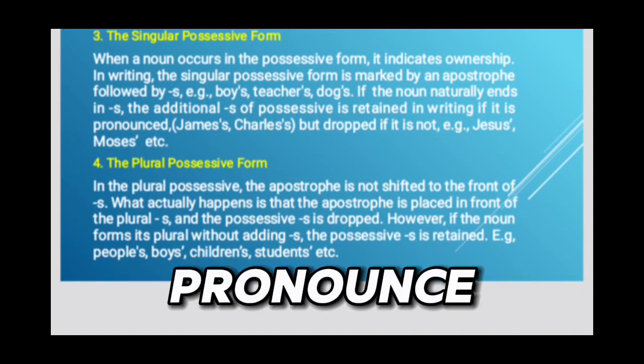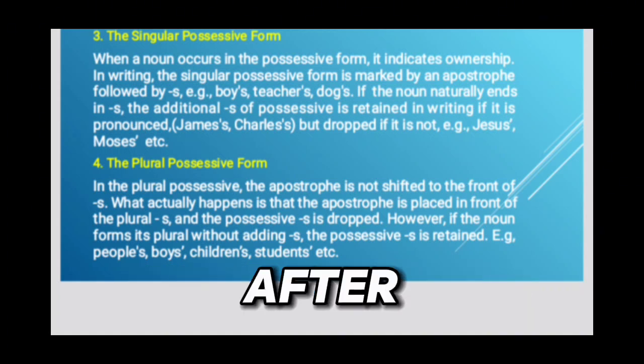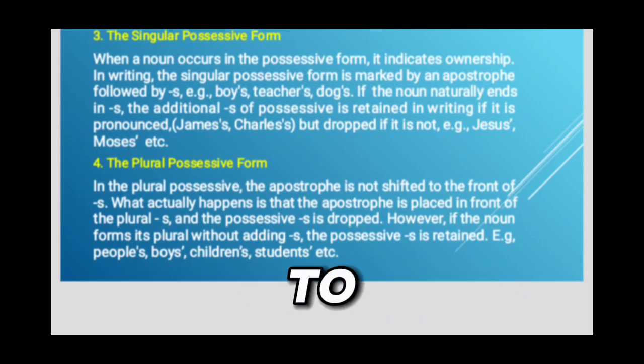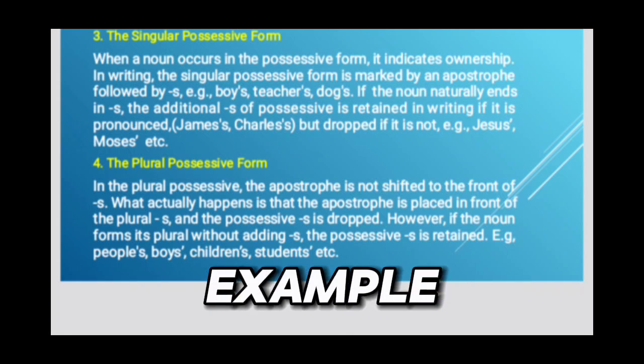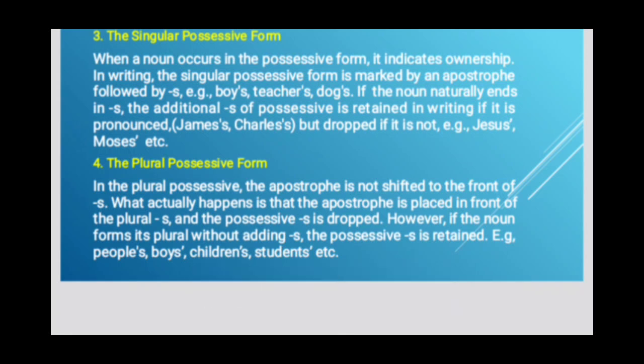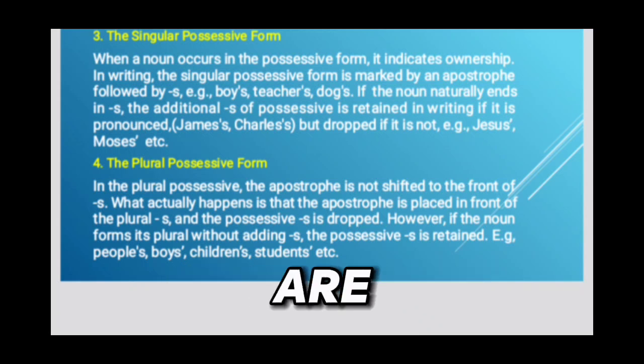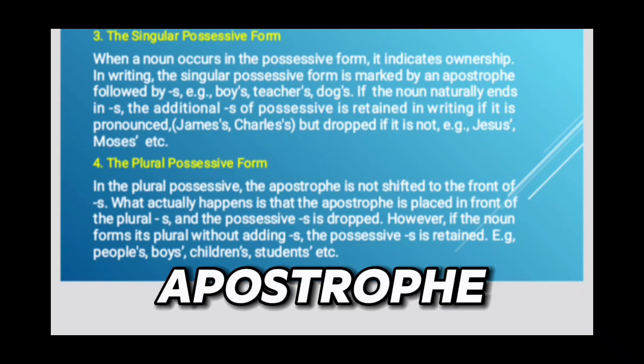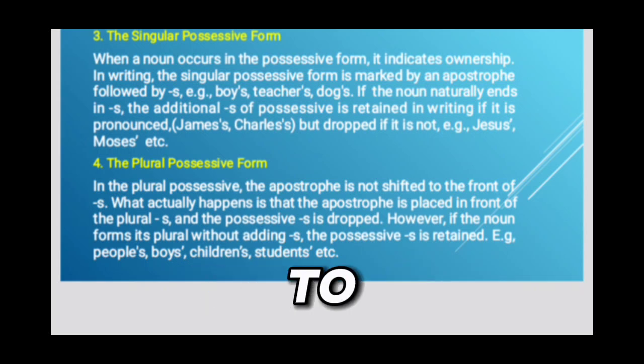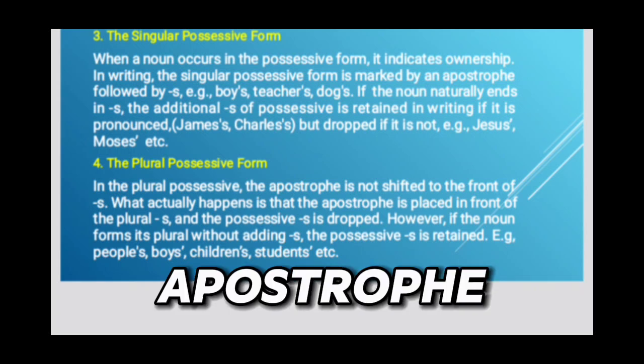If you pronounce the s after the apostrophe, you are going to add it when you are spelling it. But if you do not pronounce the s after the apostrophe, you are going to drop it when spelling. For example, Charles's car. Since you pronounce that s after the apostrophe, when you are spelling it, you are going to write it. You are not going to put only the apostrophe after Charles.